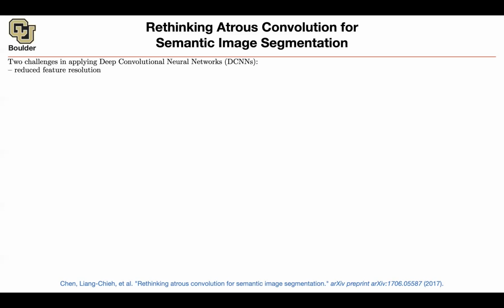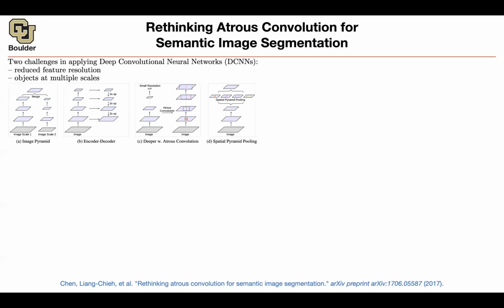The other one is you have to reduce the feature resolution because you need to know what is in that object. You need to look globally, summarize your entire image in a bunch of smaller vectors. And then the other challenge is you can have objects at multiple scales. Some objects are small, some objects are big. And we saw a couple of solutions for this.